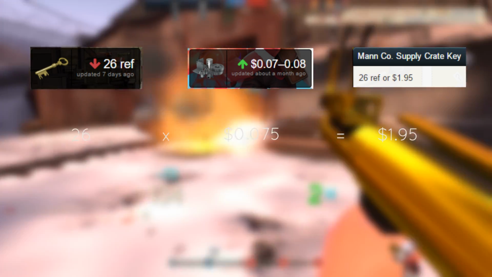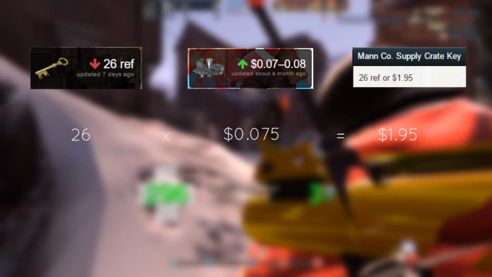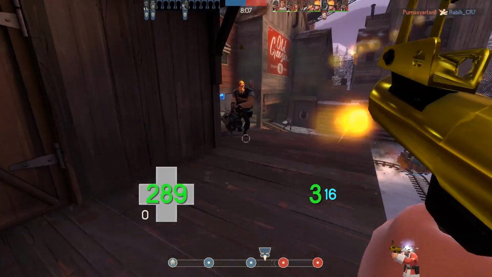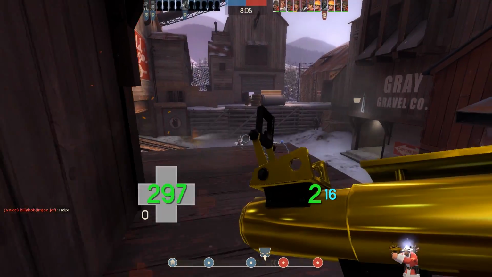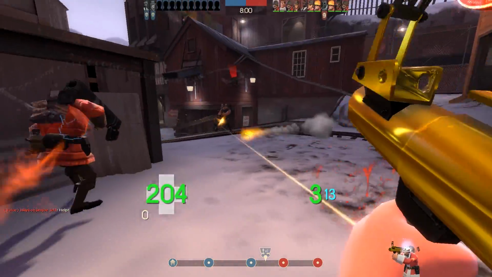But as you might notice, Backpack.tf currently values keys at this low price, over 40 cents less than their average price on the Steam community market. This means that if somebody buys a key from the Steam marketplace for $2.45, this value that they see in their backpack suddenly doesn't correspond at all to what they paid for it in the first place.